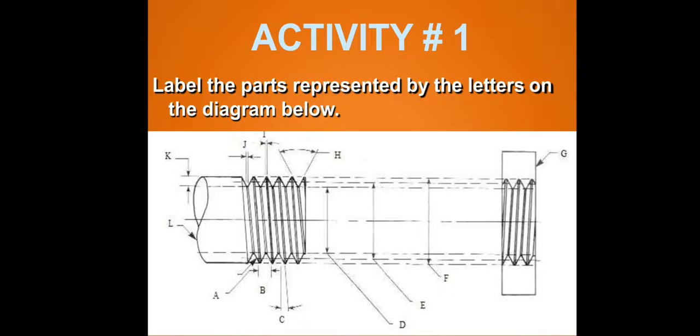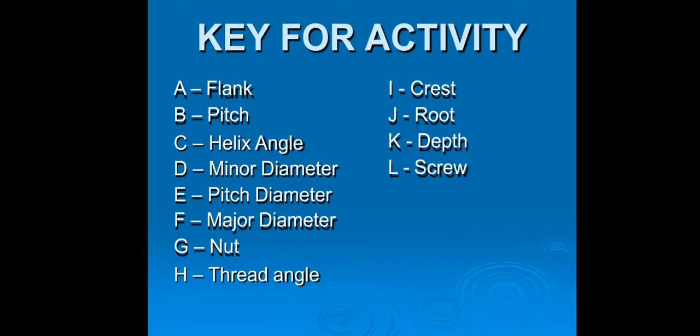And next is the activity on threads. There are many parts marked here with alphabetical letters. You want to find out the names for these letters. For example, what is A, and what is B, and what is C, up to E, F, G, H, I, J, K, L. So now you can see the key for the activity.